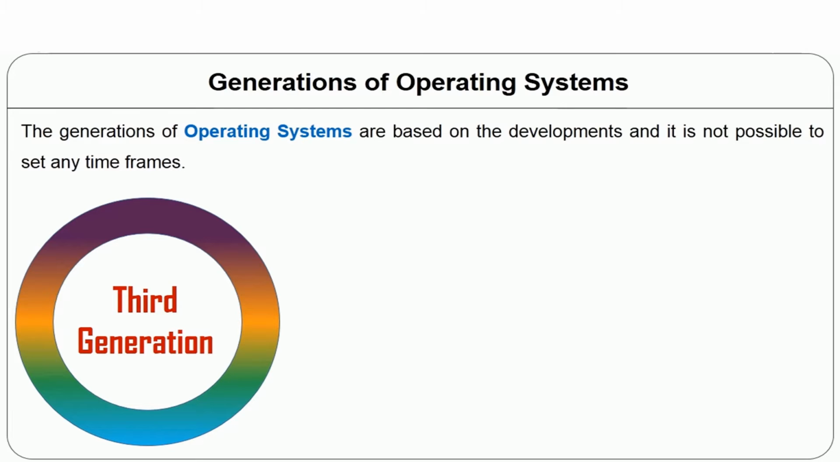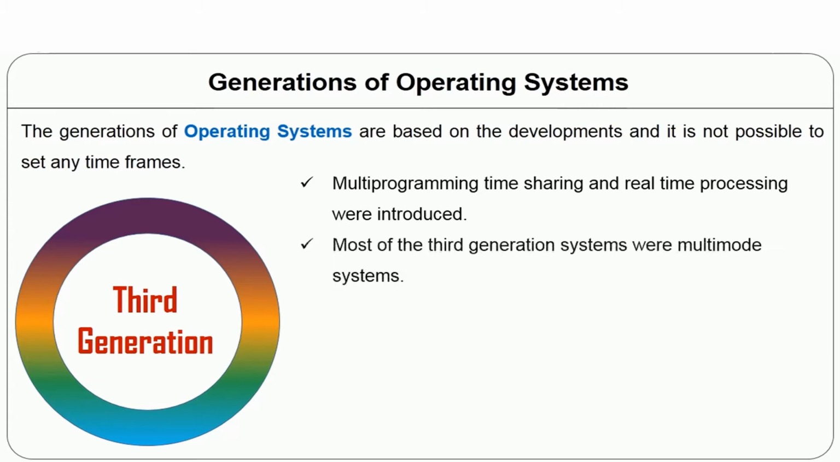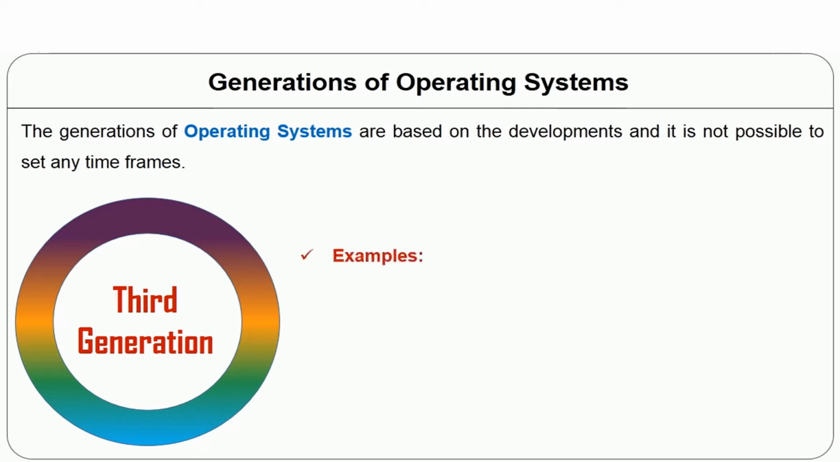Third generation operating systems are multi-programming, time sharing and real-time processing systems. Most of the third generation systems were multi-mode systems. Some of them simultaneously supported batch processing, multi-programming, time sharing and real-time processing. Examples are IBM 360, IBM MVS, IBM MVT, etc.